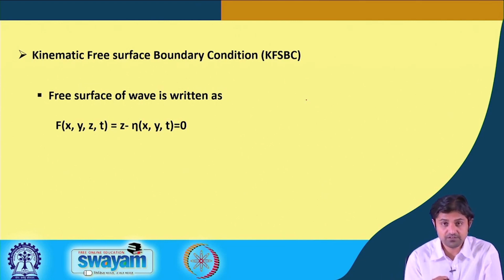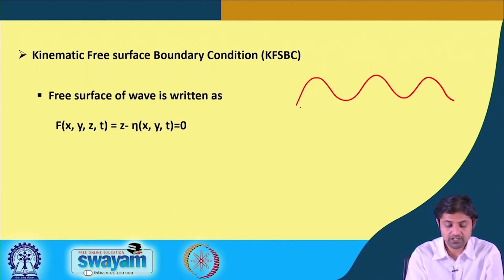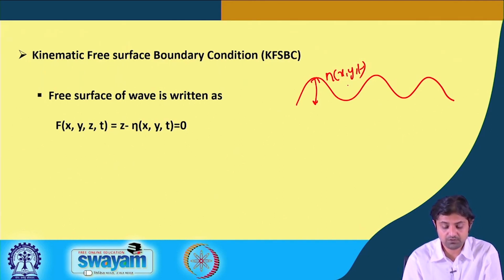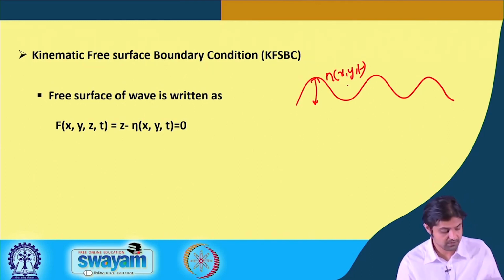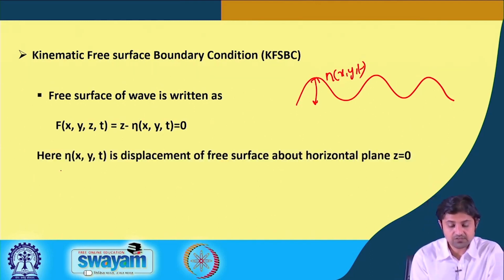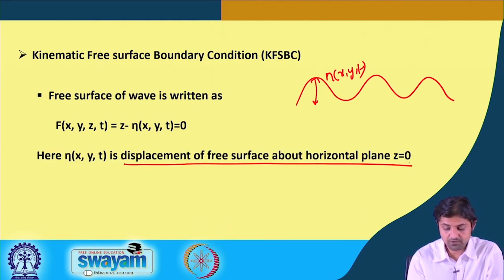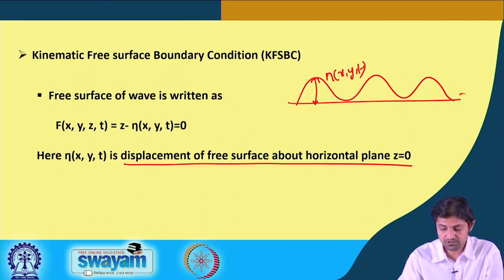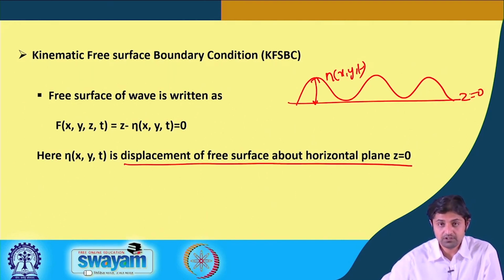If the surface is free, it can distort, if you recall from our open channel flow lectures. So if the surface is something like this, then the free surface, and this is eta as a function of x, y and t, then we can write f of x, y, z comma t is equal to z minus eta x, y, t. So here eta x, y, t is the displacement of free surface about horizontal plane, z is equal to 0. This is z is equal to 0.